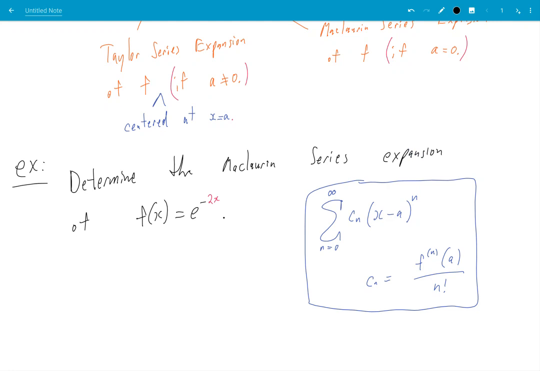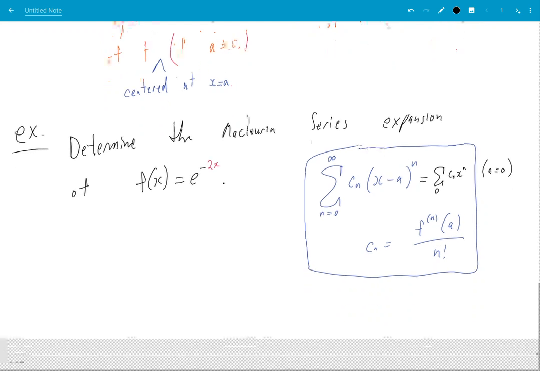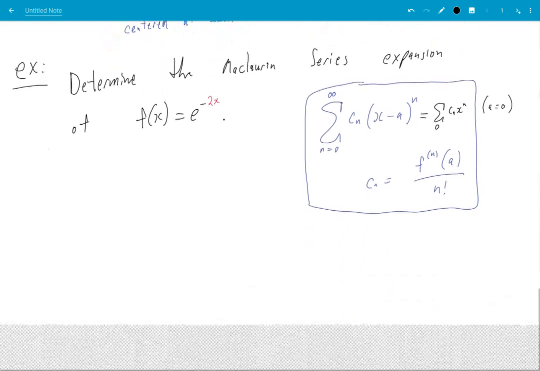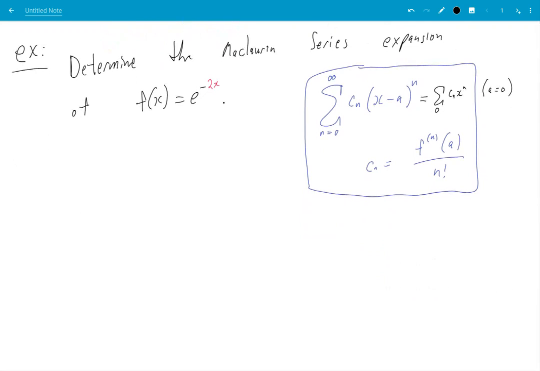But in our case, we have a is 0, right? So this is actually just the summation from 0 of Cn x to the n, because a equals 0 here since we're told Maclaurin. Okay, so you see how Cn involves an nth derivative. So we're just going to start making derivatives and then see if there's a pattern.